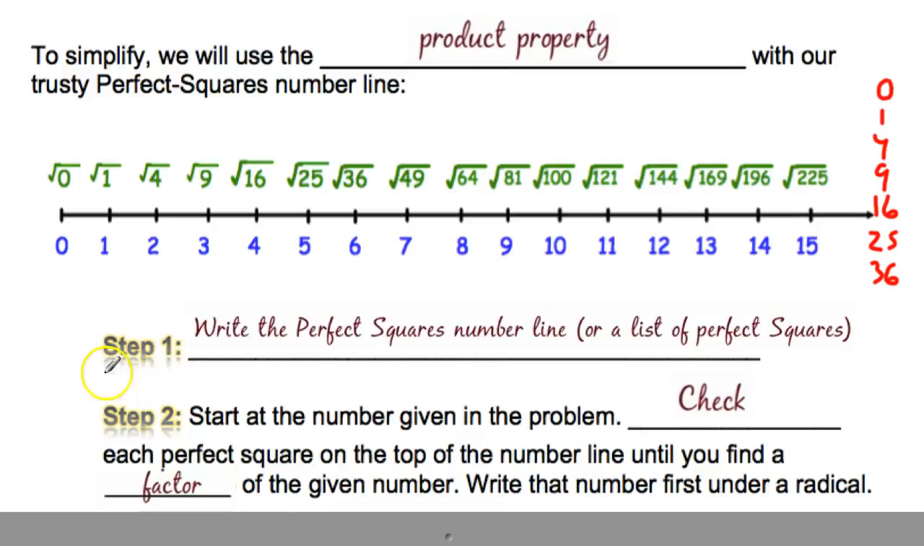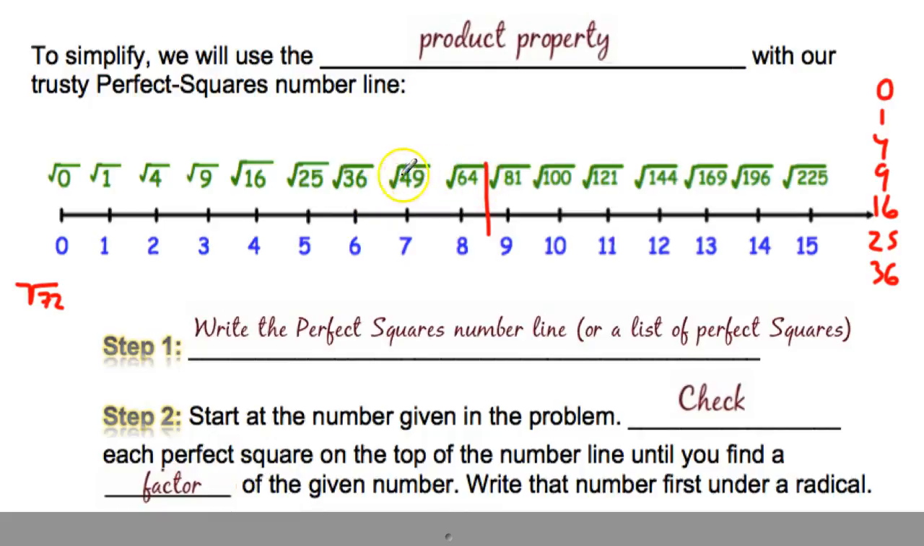Step 2, start at the number given in the problem. Check each perfect square on the top of the number line until you find a factor of the given number. Write that number first under a radical. That's a lot of words, so let me do an example. If I had the square root of 72, I look up here at the square roots. Well, 72 is going to be between 64 and 81, so it should be somewhere in there. It's going to be 8 point something. So that's where I start.